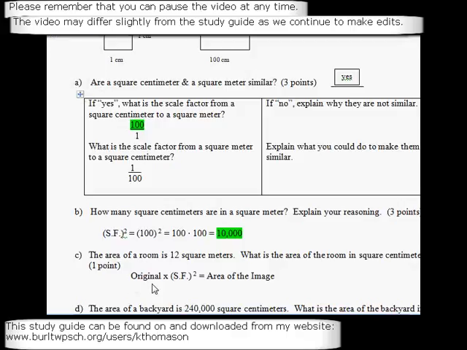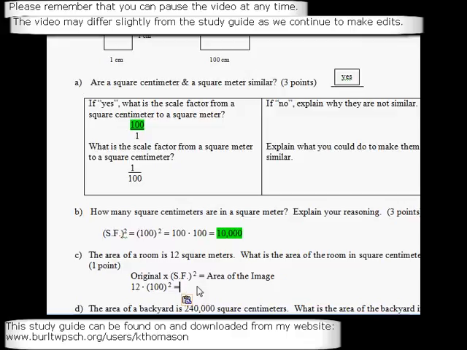Alright, do we know the original area? Yes, they told us it's 12 square meters. So we have 12. And again, what was the scale factor? We know the scale factor was 100, but we're supposed to square that. So we have 100 squared, and that's going to give us the area of the image.